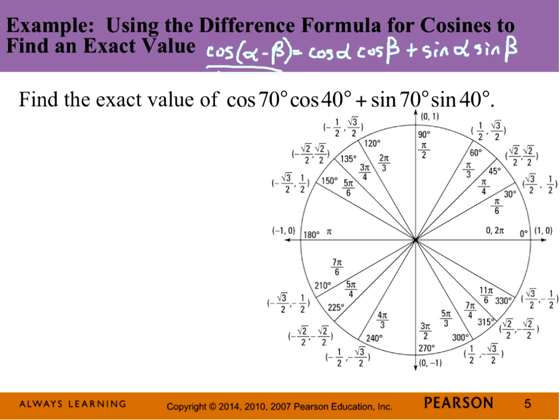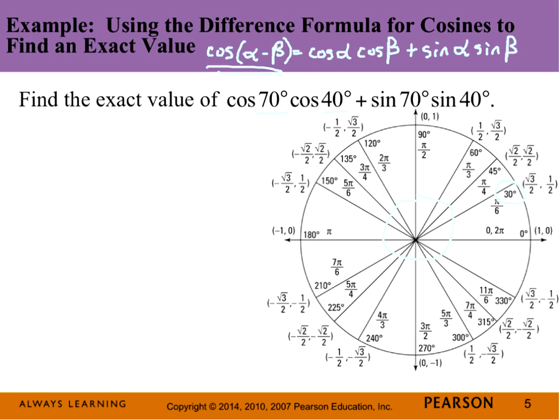So the first thing that I'm going to do is change this expanded form because I don't have 70 degrees and 40 degrees anywhere on my unit circle here. The reason I went with the cosine difference formula is because not only does that fit the mold of it, but also if I subtract 40 degrees from 70 degrees, I end up with 30 degrees. And look right here. I've got 30 degrees sitting on my unit circle just waiting for me to grab it. So that is what I'll do, is condense it back down into the cosine of alpha minus beta.